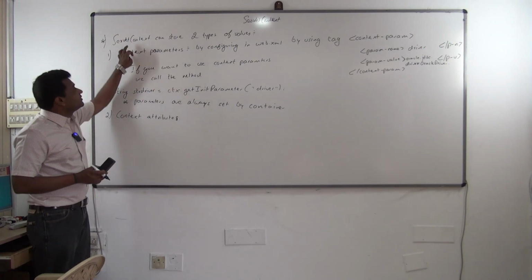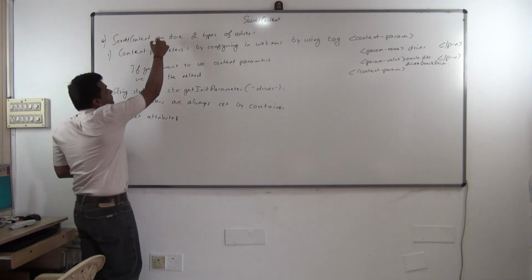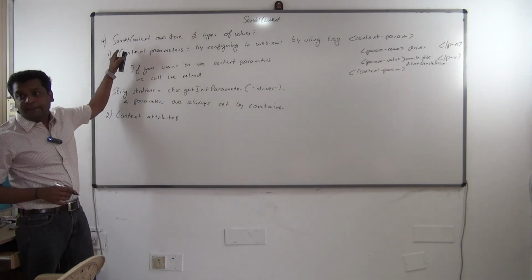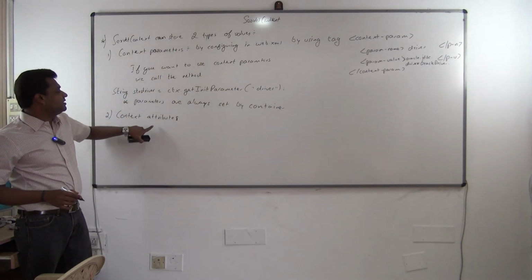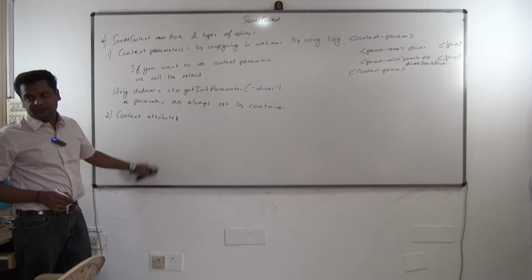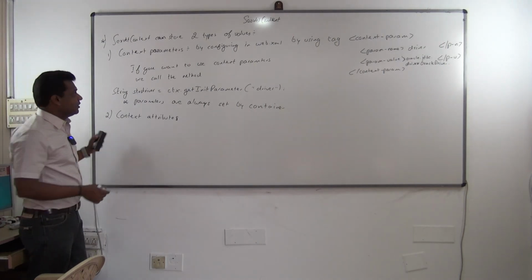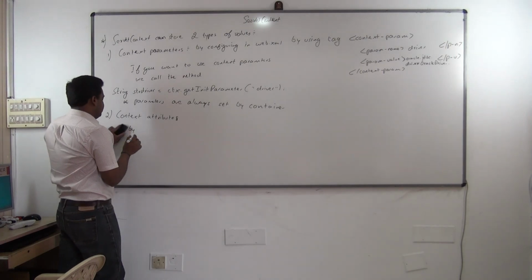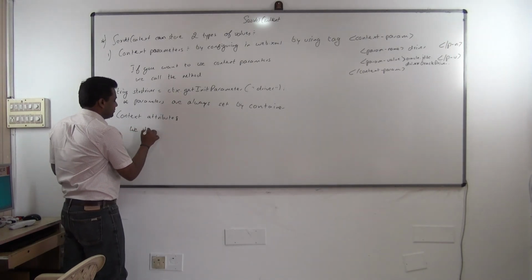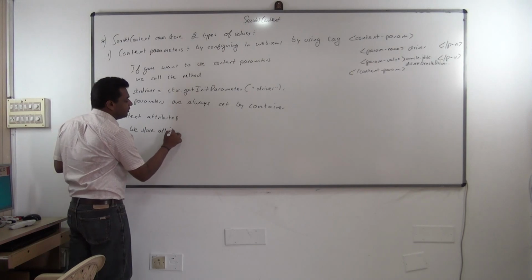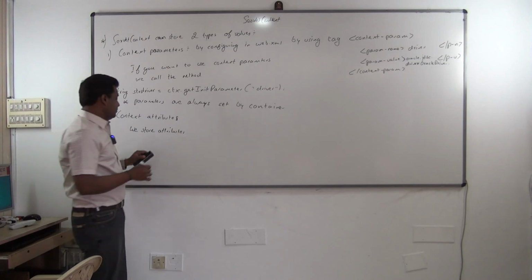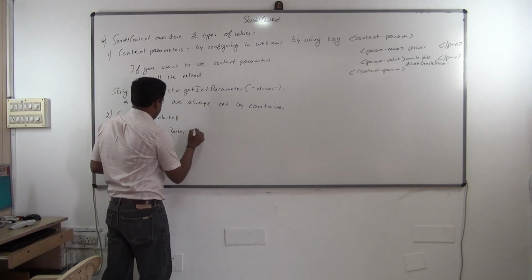Now I told you, ServletContext can store two types of values. One is the context parameters, the next one is the context attributes. Today we'll work with this. Now, how do you store values? We store attributes. This is one more new word you're seeing. We have seen parameters. Parameters is over now. Leave it. Come to attributes. We can store attributes.